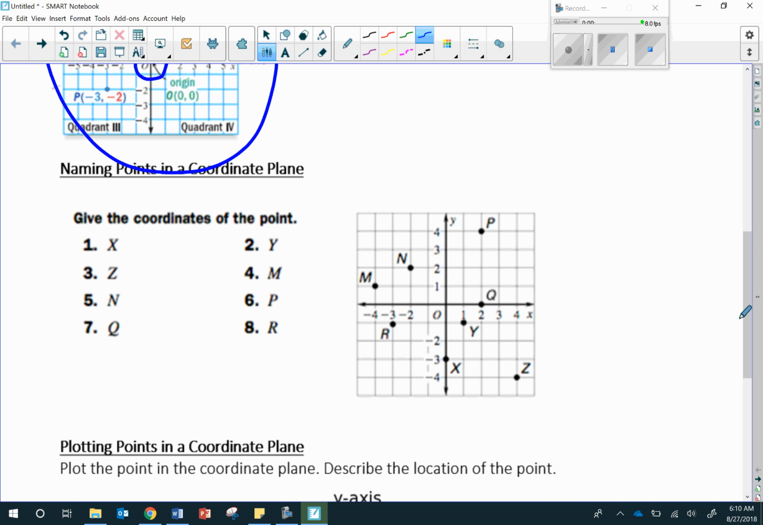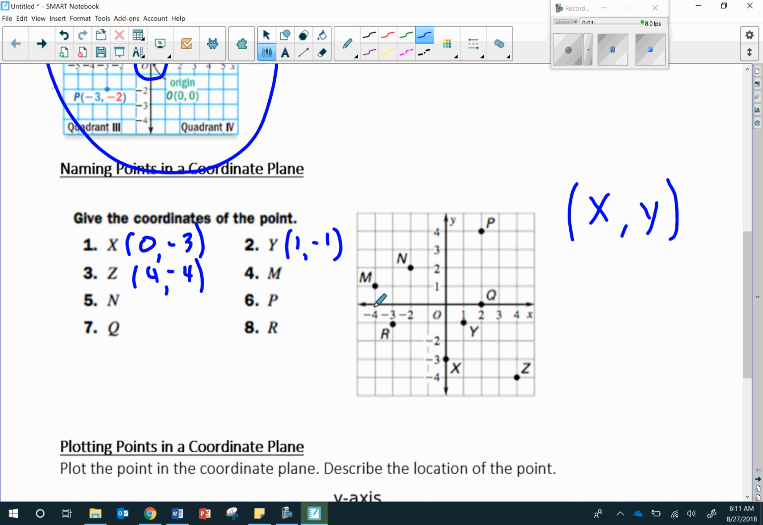If we look at point X, it is here. It did not move any direction on the x-axis, so its coordinate will be 0. Then it went down on the y-axis to -3, so its coordinates are 0, -3. Remember, we always write coordinates as x, then y. If we look at Y, it went over on the x-axis 1 and down 1, so its values are 1, -1. Z, to the right 4, down 4, so 4, -4.